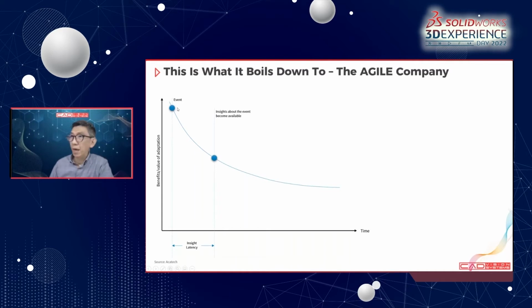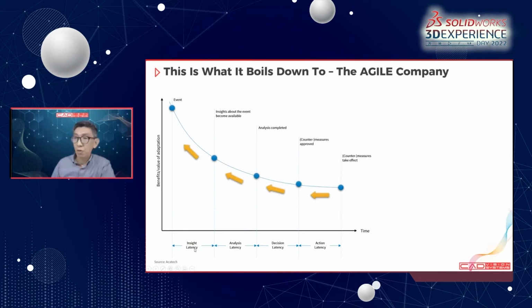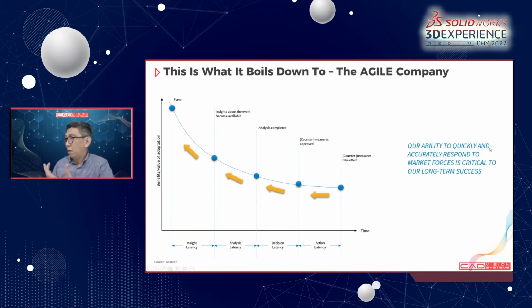Now, as you know, typically when something unpredicted, unexpected happens, you need insight, you need to collect some data to understand what had actually happened. Then you do your analysis, you decide on what your countermeasure is going to be, and then you implement your countermeasure. So these are at least 5 steps that you go through, and each of these steps costs time. So that's why you have this latency time: insight latency, analysis latency, decision latency, and then action latency. So our ability to quickly and accurately respond to market forces is very critical to our long-term success.